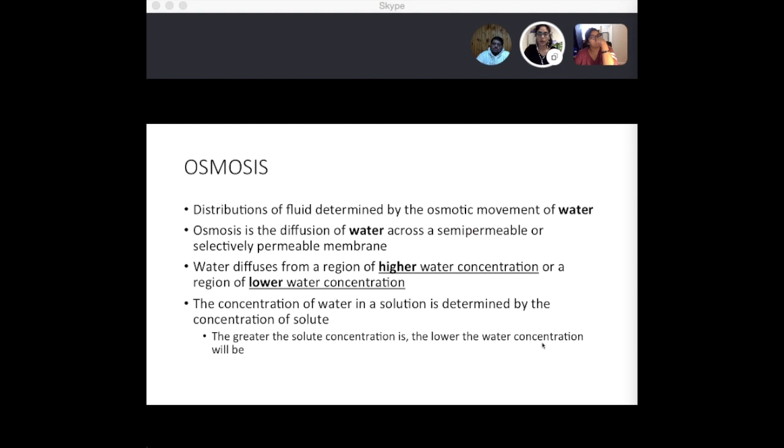So the concentration of water in a solution is going to be determined by the concentration of the solute. So if we have greater solute concentration, the water concentration is going to be low. Essentially, the greater the solute concentration, the lower the water concentration is going to be. So a greater number of particles means less water concentration, right? Because it's overly saturated by solute.